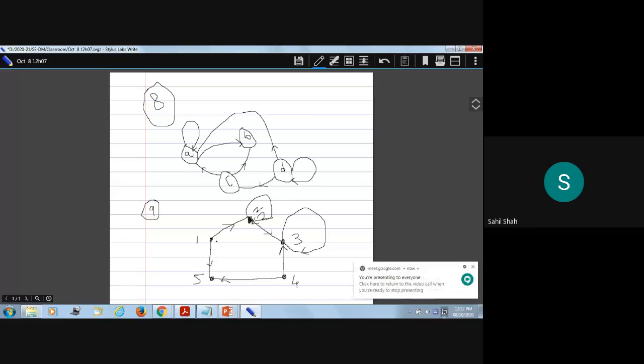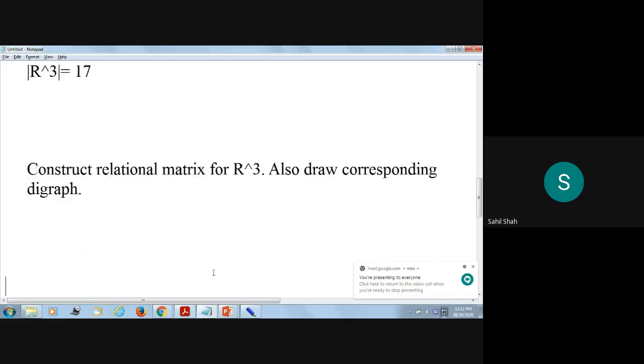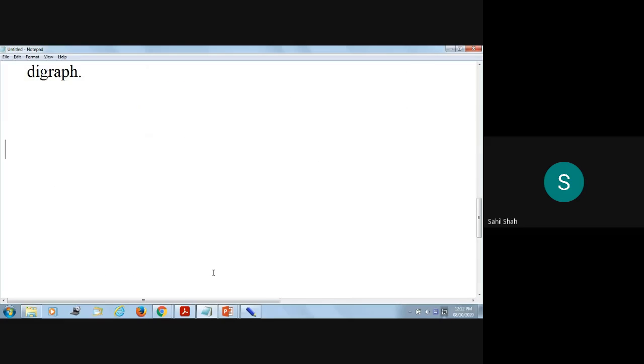And for this, we will have relation like 1 to 2, 2 to 2, 2 to 3, 3 to 3, 4 to 3, 4 to 5, 1 to 5. Okay. Over to next point now. So you should get the number of pairs in R cube as 17 and you should draw its corresponding matrix as well. So matrix is asked, I guess. Construct relational matrix and also draw the corresponding diagram. So you should deal with it. Okay. So next, there are a few properties. Relational matrix.